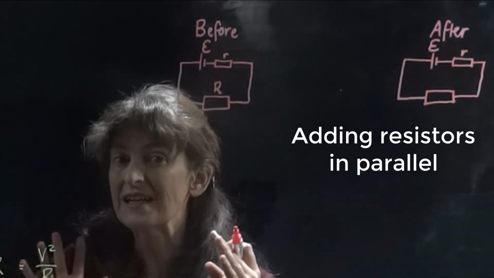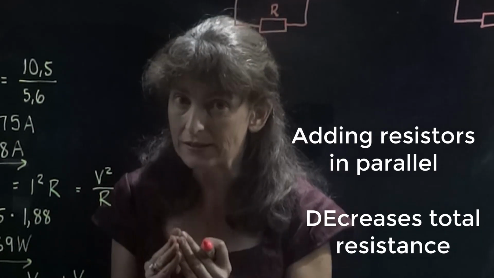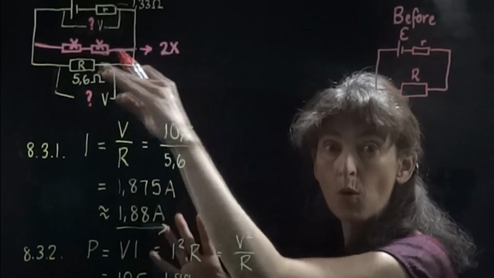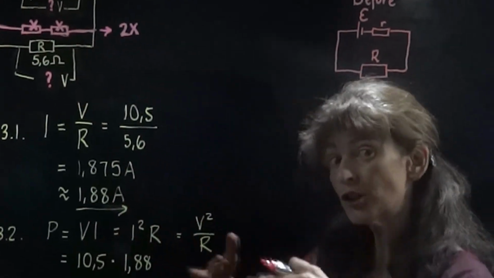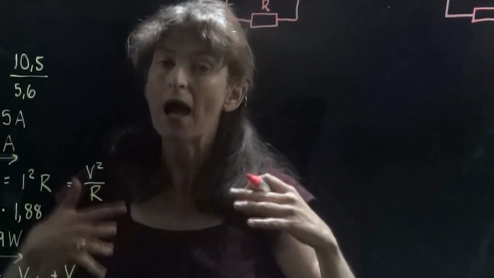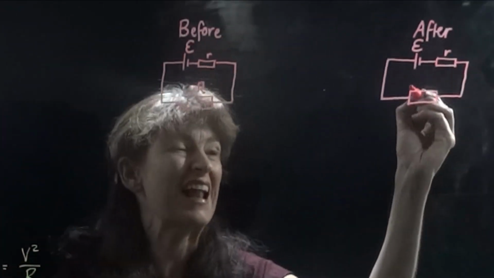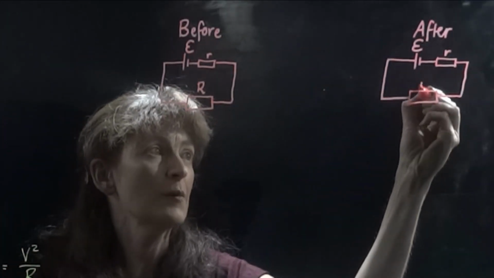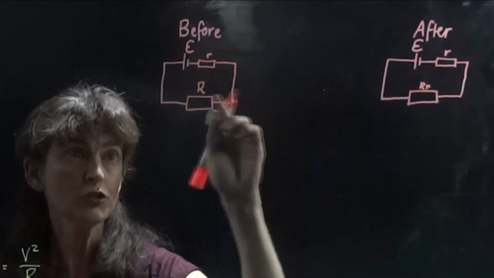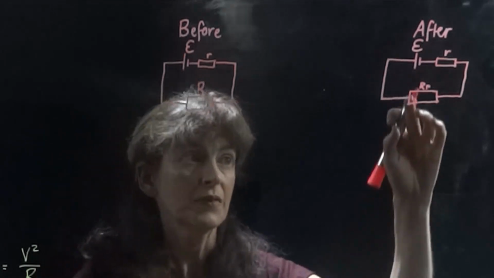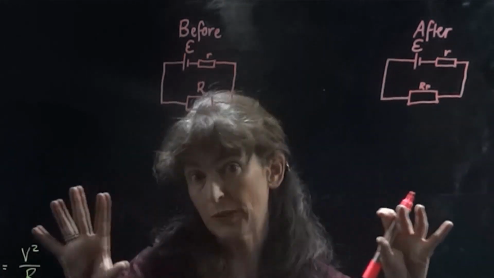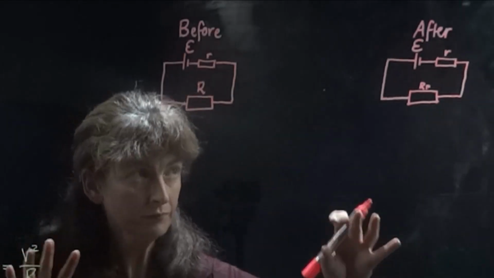Adding resistors in parallel decreases overall resistance because it gives more paths. So the charge can flow easier because there are more paths to choose from. And that's why it's easier, so there's a lower resistance. So I'm going to write R parallel smaller than R, implying that that value is less. And that is the key to being able to answer this question.